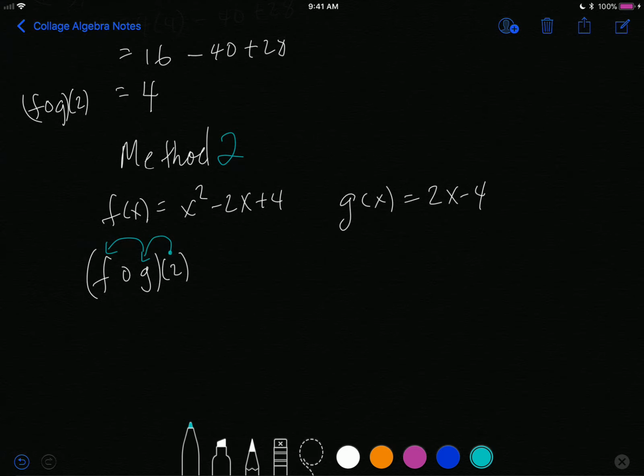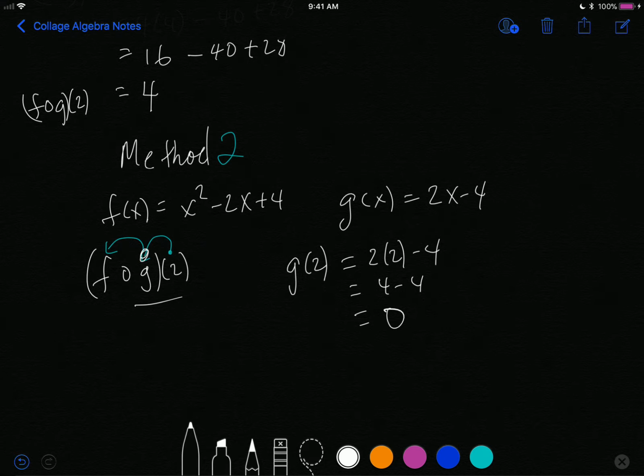So let's start at the beginning. You find g of 2. So that's equal to 2 times 2 minus 4. That is 4 minus 4 equals 0. So my result is 0. Now that I know that the result is 0, I take 0 and I plug that into f. And so I simply find f of 0, which is equal to 0 squared minus 2 times 0 plus 4, which of course is 4.